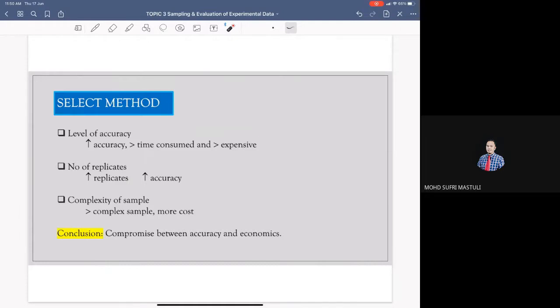And samples can be very simple, or samples can be very complex. The more complex the sample, the more the cost of the analysis increases. So when we do the selection, we have to compromise between accuracy and economics. Of course, accuracy is number one to tell the reliability of the result that we obtain. At the same time, we have to consider cost. Of course, we want the analysis to be cheaper.